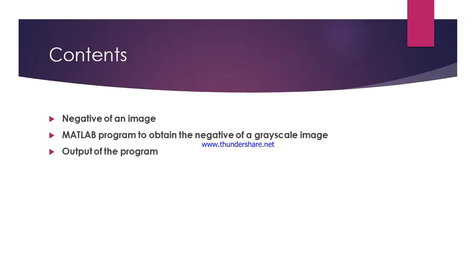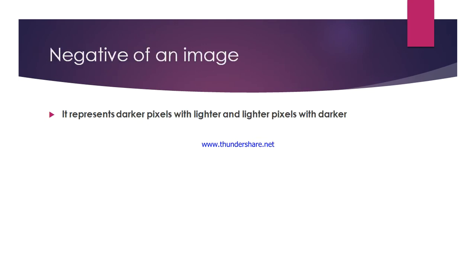So today I'll be explaining the negative of an image, a simple MATLAB program to obtain the negative of a grayscale image, and the output of the program. So what is the negative of an image? In the negative of an image, we represent the darker pixels with lighter and lighter pixels with darker. So I will show you how it looks after doing the program.